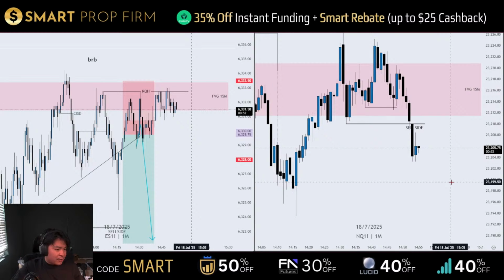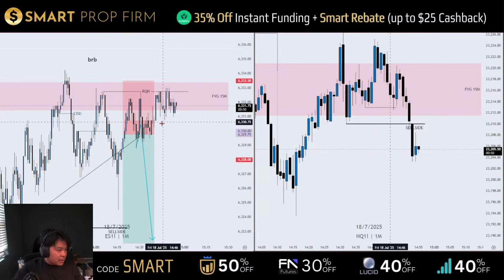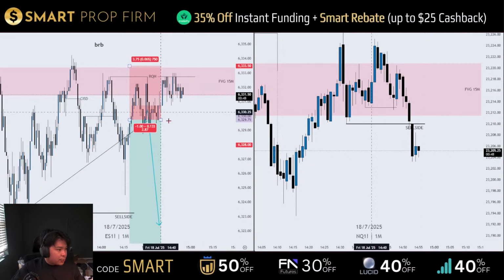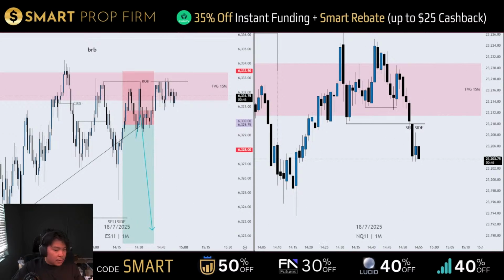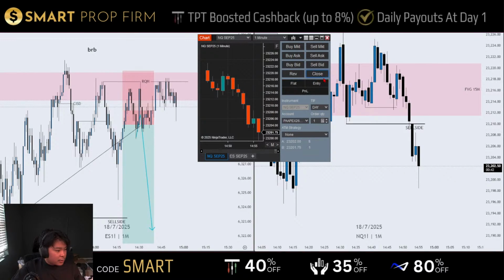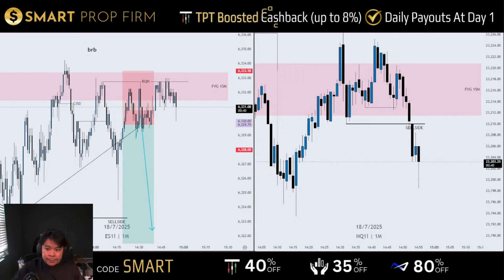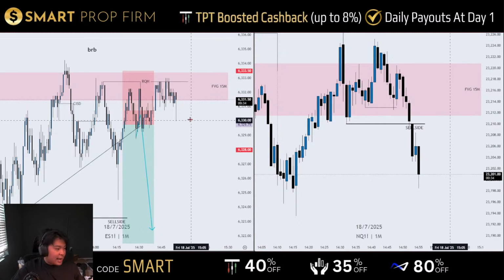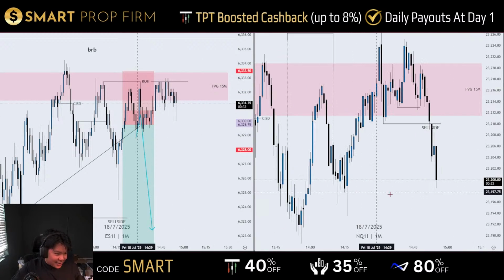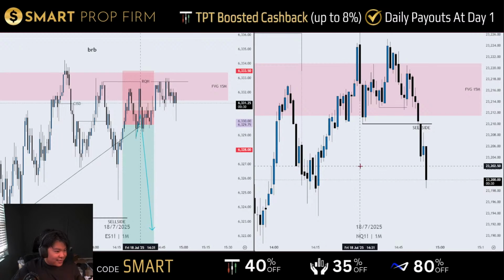I don't know if you guys will even try to take it with me though, because look how annoying ES has been. I've been shorting ES twice and it's been just ugly. I just close this right here. Yeah, look at that. Boom. Made some money there. ES is being so annoying right now.